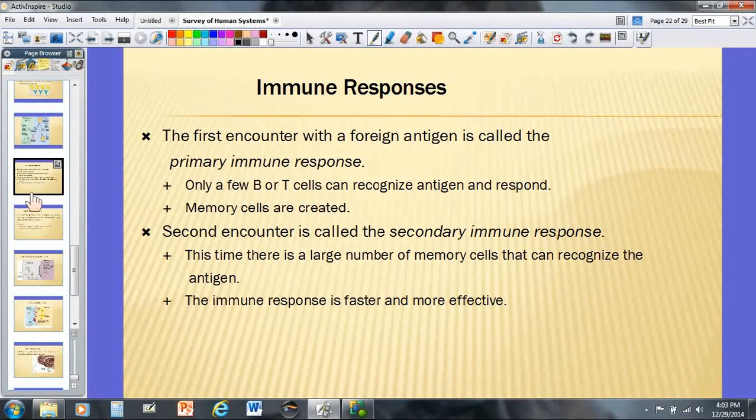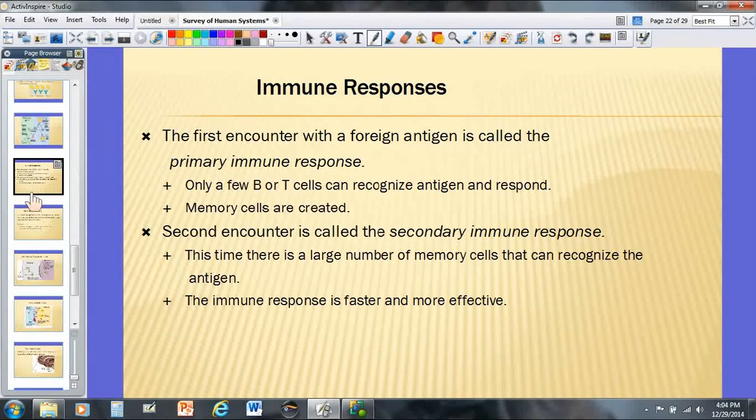As a result of this response, though, memory cells are going to be created. A second encounter with this foreign antigen would be the secondary immune response. In this case, we have memory cells that have actually seen this antigen before, know what antibody is needed, and therefore can recognize the response necessary. This makes the response faster and more effective.